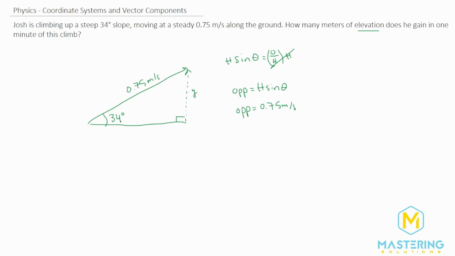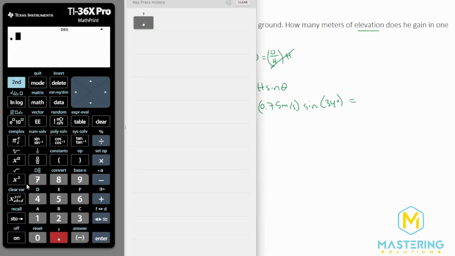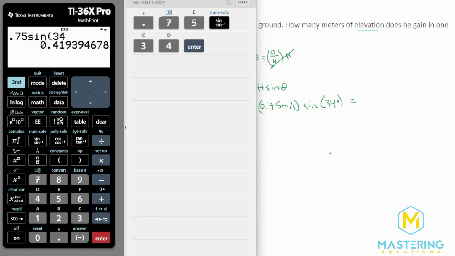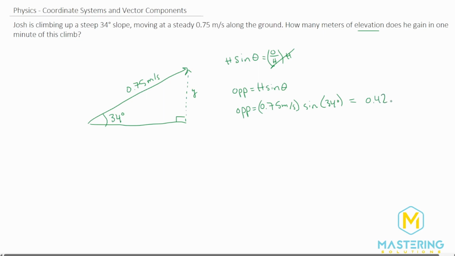0.75 meters per second is our h, times the sine of theta, which is 34 degrees. So 0.75 times the sine of 34 gives us 0.42 meters per second. So that's how fast he's going in elevation, or how fast his vertical elevation is changing.